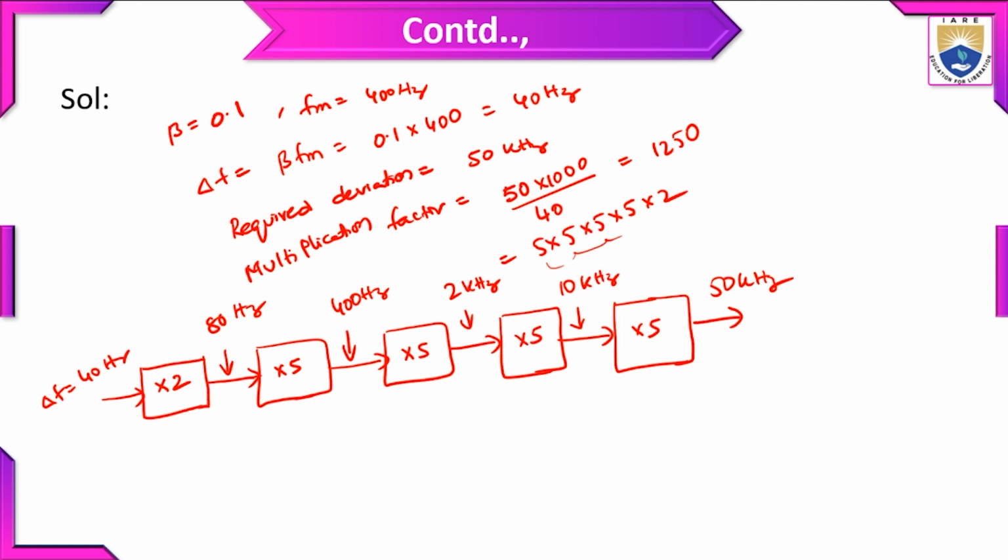Initially they gave the beta value and fm. From this you find the frequency deviation, so here we got 40 Hz only. But the required deviation is 50 kilohertz. So we are going to use a multiplication factor: 50 kilo divided by 40 hertz is 1250. So when you multiply 40 and 1250, you get 50 kilohertz. These are the stages of how to increase. Delta f in the first stage is 80 hertz, second stage 400 hertz, third stage 2 kilohertz, fourth stage 10 kilohertz, and the last stage 50 kilohertz. So this is the way to increase the deviation up to the required one.